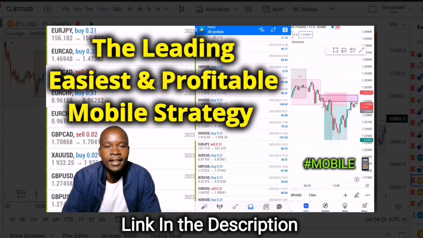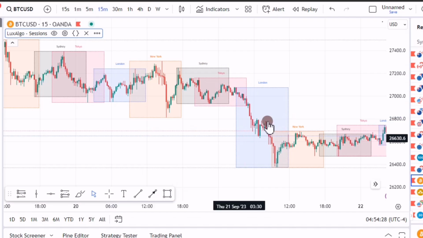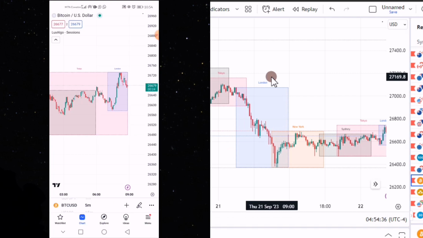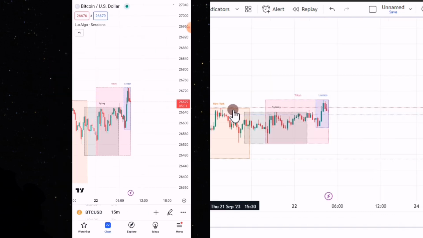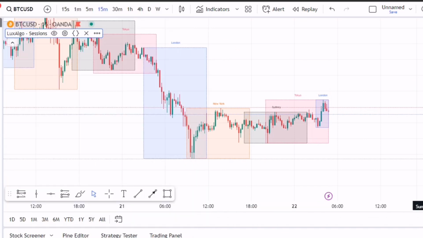For those who are using mobile, please watch yesterday's video. I explained how to download and install this sessions indicator. As you can see on my phone, I already have it, so you see that it is the same thing. So please watch that video. It will explain to you how to do this.